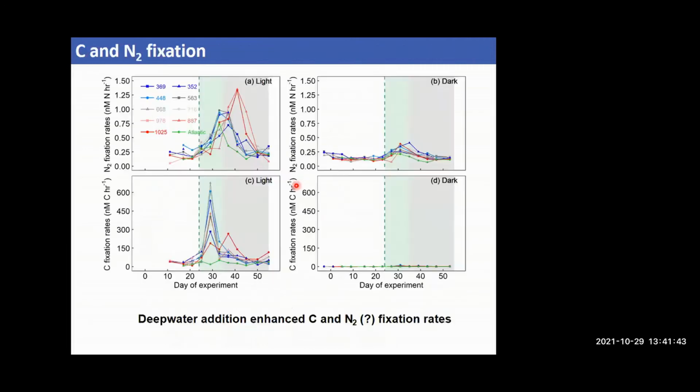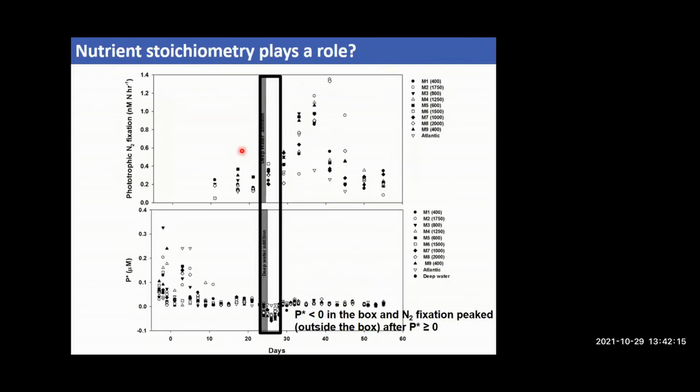One thing I forgot to mention: if you see the Atlantic, in the Atlantic we did not manipulate anything, but the Atlantic rates were also increasing. So our control rates were also increasing, and we attributed this to those dust events that I showed here. So perhaps the dust events also played a role, and we cannot say that it is only the addition of deep water that increased this, but the deep water will also bring iron and nutrients as well, which will also increase nitrogen fixation.